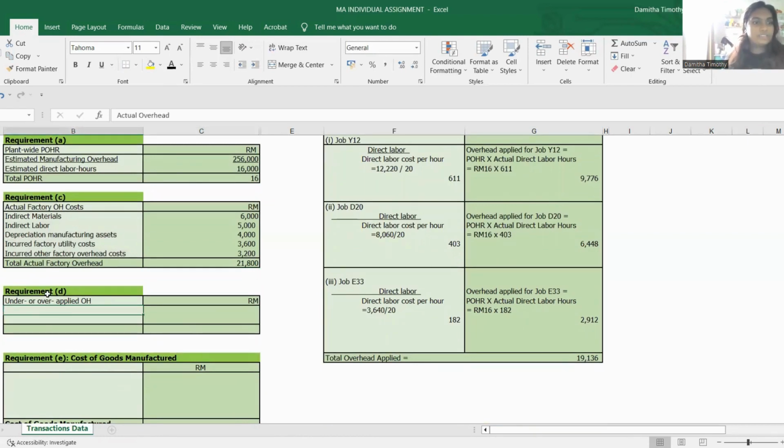So we'll move to under and over applied overhead. To find the under or over applied overhead, we have to take actual overhead, which is 21,800.